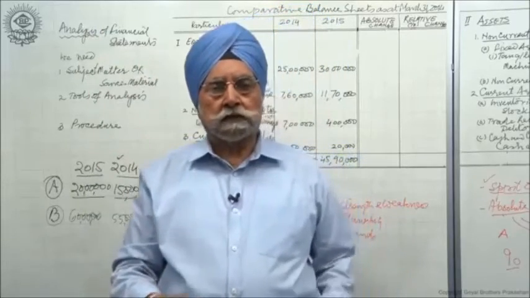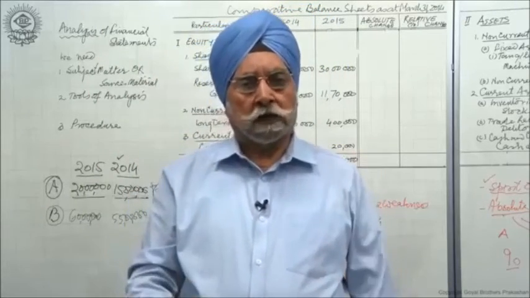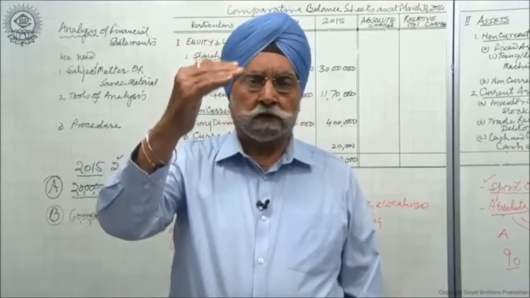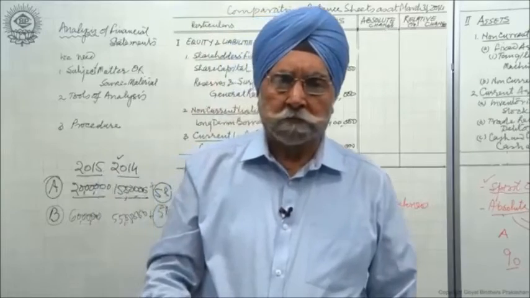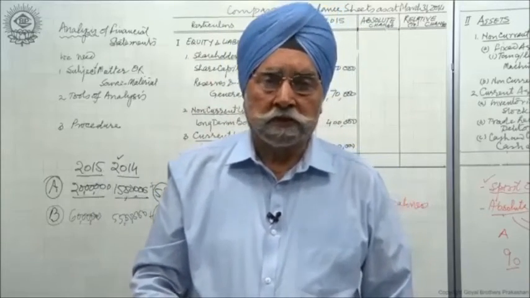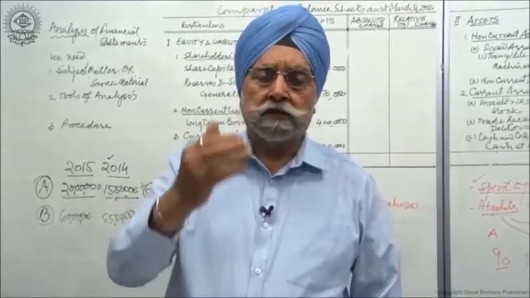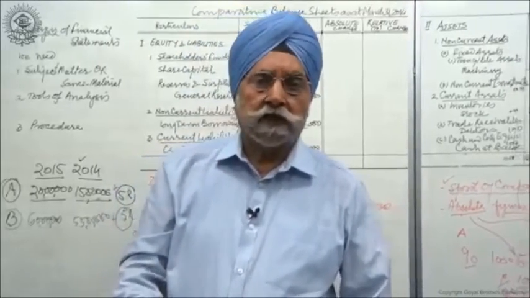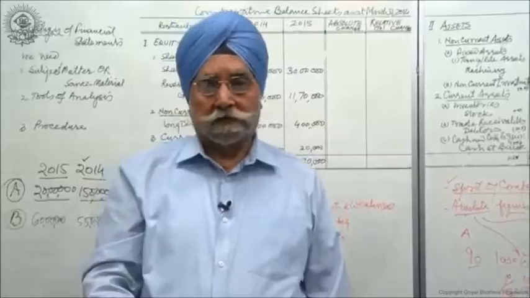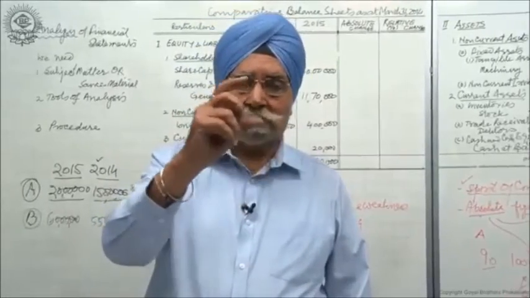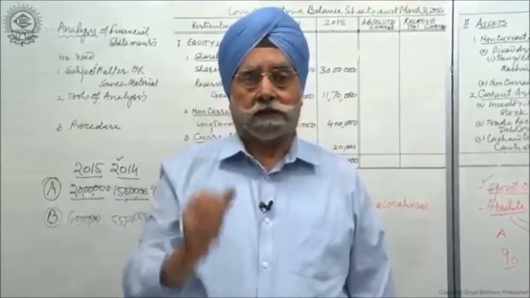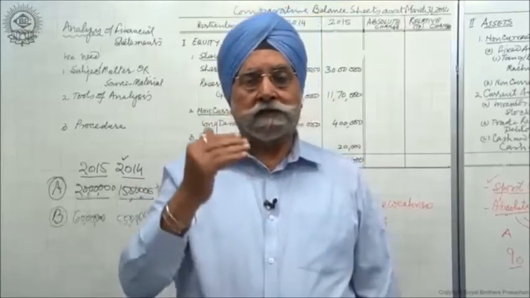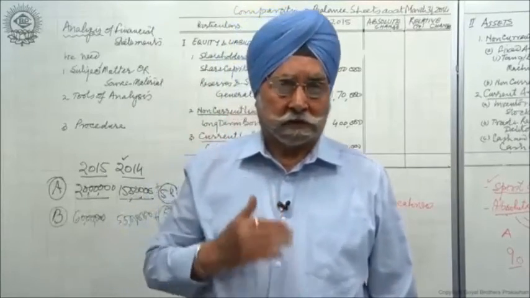You know the performa of the balance sheet. According to the Companies Act 2013, there is Schedule 3. In the Schedule, the performa of the balance sheet is given. First one is equity and liabilities. First item on the balance sheet is equity and liabilities, right? And the second one is the assets.